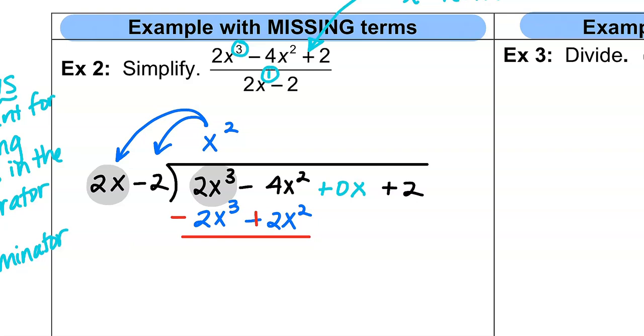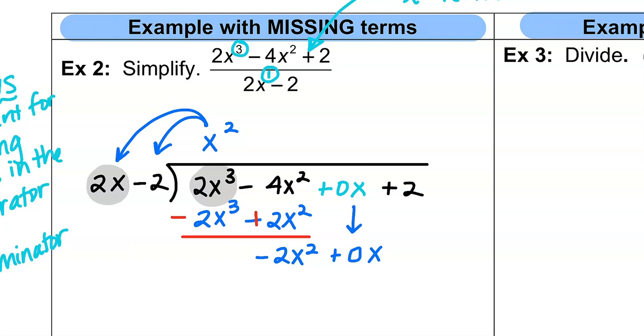And when I add going down now, I get negative 2x squared here, and the first terms cancel out, which it should always cancel out. And we're going to bring down the next term. Now, notice I'm bringing down the placeholder. Okay, by bringing down the placeholder, it makes everything line up really nicely. Okay, and I'm going to repeat the process.